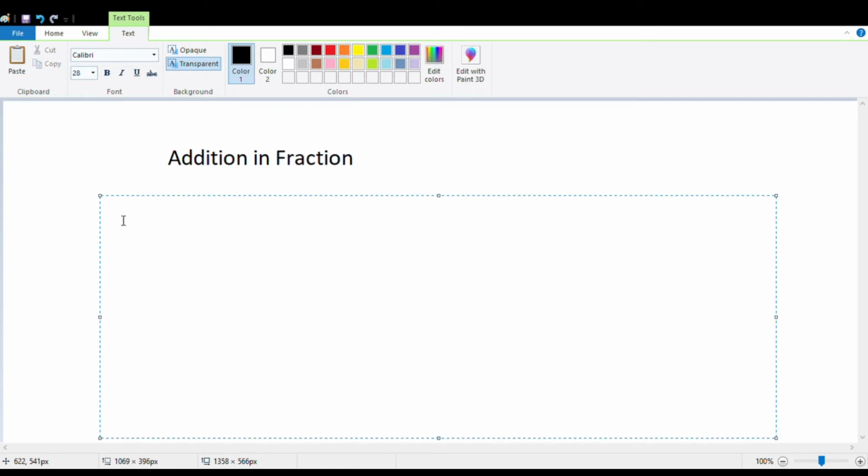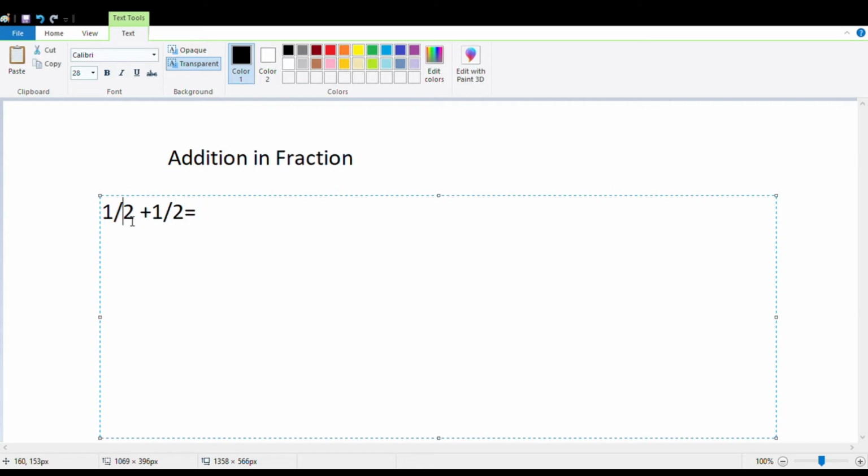So now, what is addition? 1 plus 1 always equals 2, right? We all agree on that. Since we know that, how do you express a fraction in addition? It'll be 1 by 2. I'll be showing proper fractions for this video, like 1 by 2 plus 1 by 2. What will this equal to?